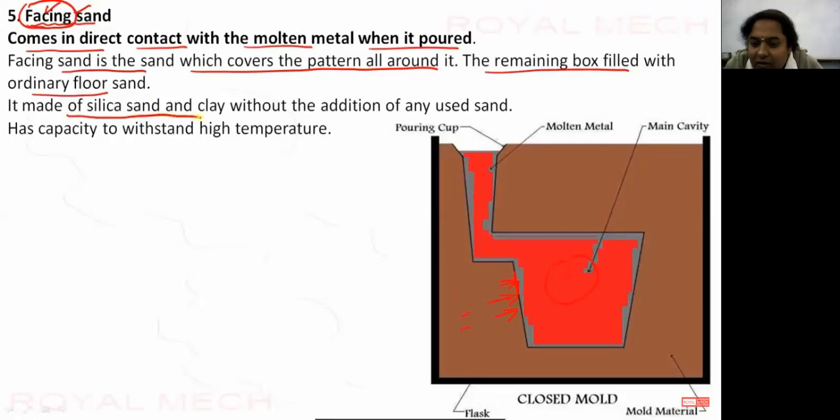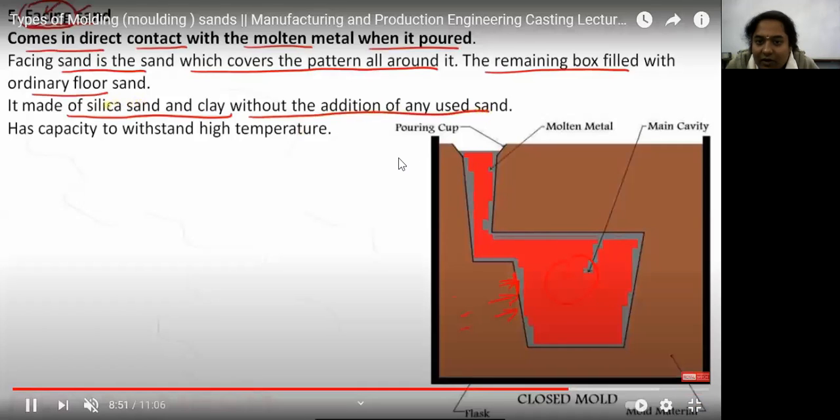There is a flask and a closed mold, and molding material is also there. The brown color is the molding material. You can see this diagram very clearly. Here you have the pouring cup, the molten metal is in red color, and the main cavity is here. This black one is the flask, and the brown thing is the mold material.